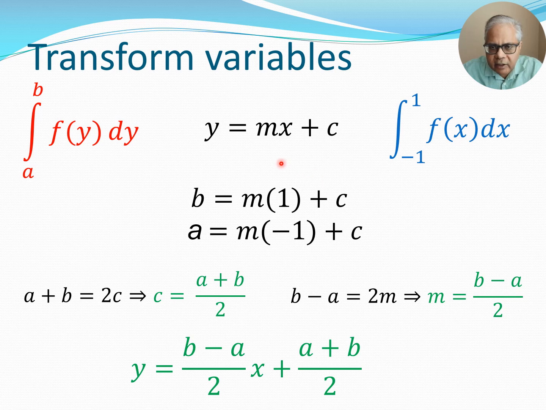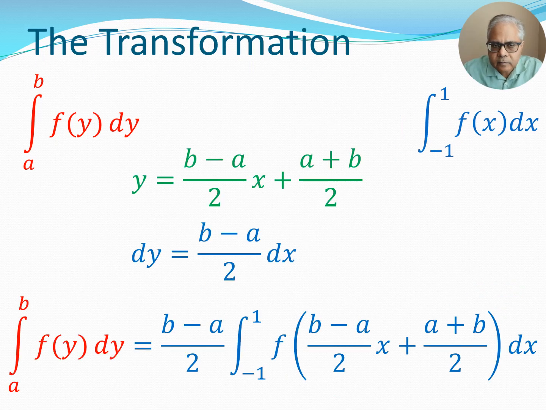Now I put these values back in y, and then I get y is (b minus a) by 2 into x, plus (a plus b) by 2. So essentially I can make this substitution now. That's the transformation. We have y in terms of x, and I can immediately differentiate it and get dy as (b minus a) by 2 into dx. Now I can take this integral and write it as follows. I am using the fact that I have this (b minus a) by 2 dx coming from dy, and then I have this function value where I have simply substituted y as (b minus a) by 2 x plus (a plus b) by 2. So that's what's given here.